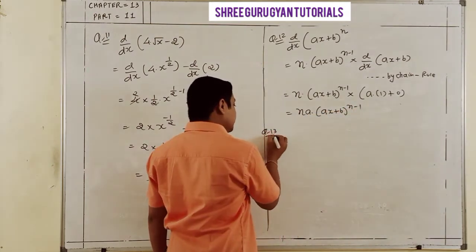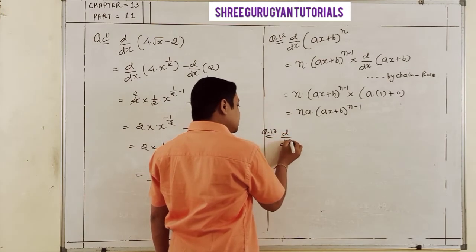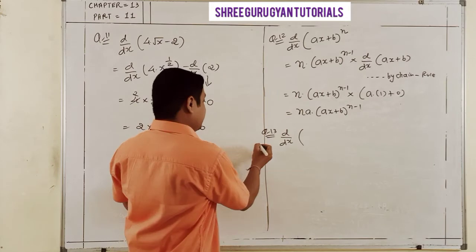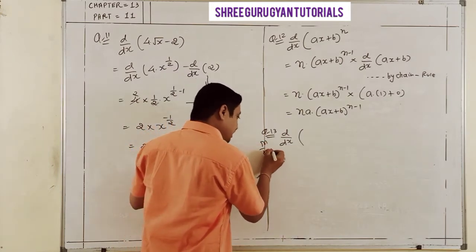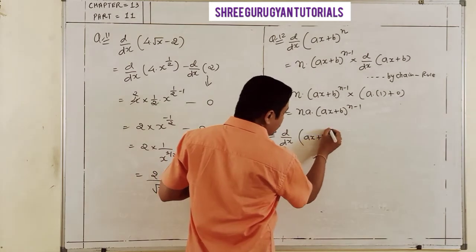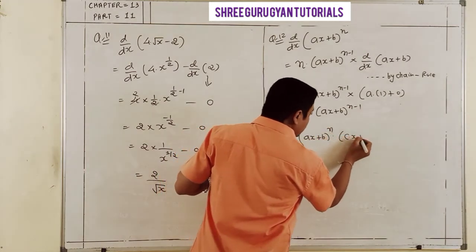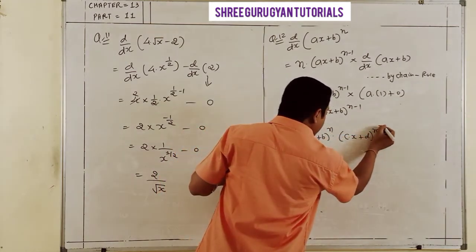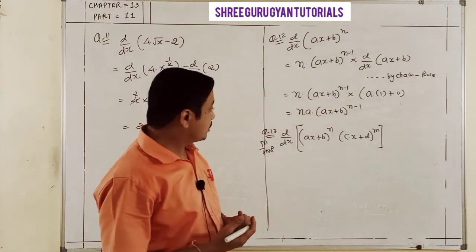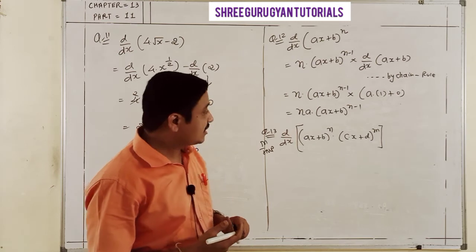Now question 13, d/dx. Question 13 is an important numerical, and it is most important for exams, so tick mark it in the important list. The question is: d/dx of (ax + b) raised to n times (cx + d) raised to m. Check the question again: (ax + b) raised to n and (cx + d) raised to m.